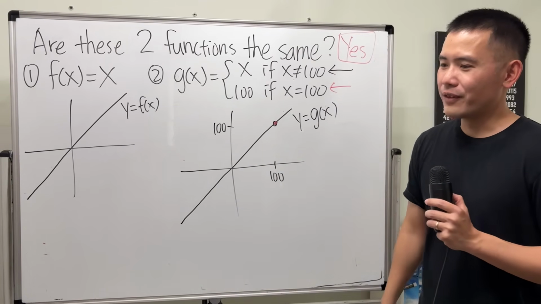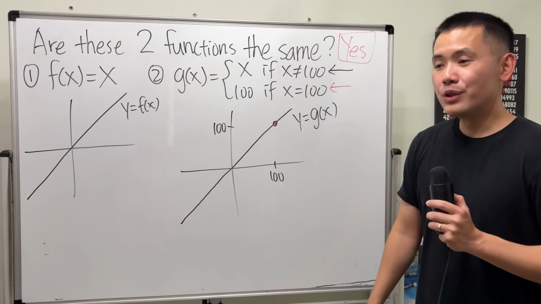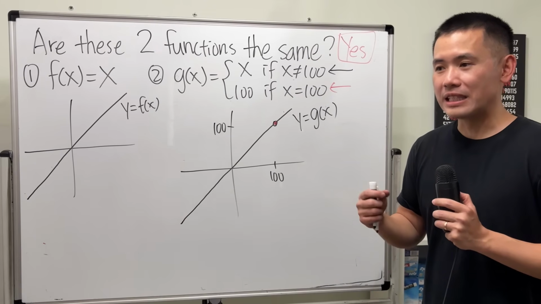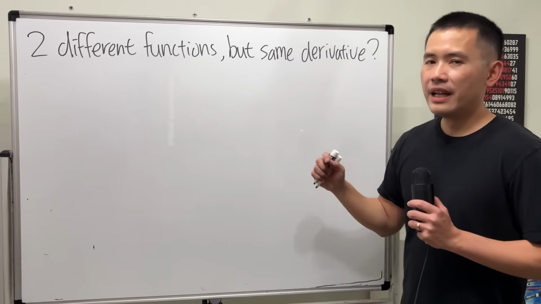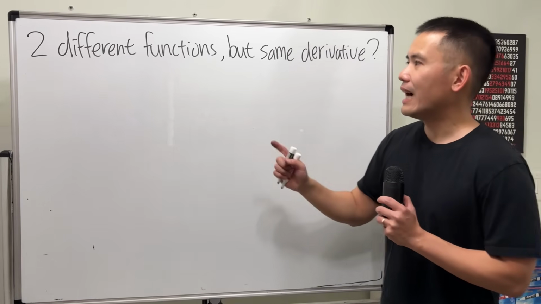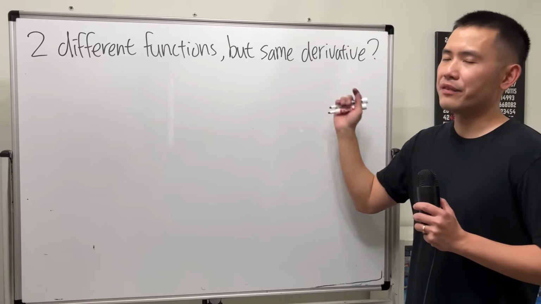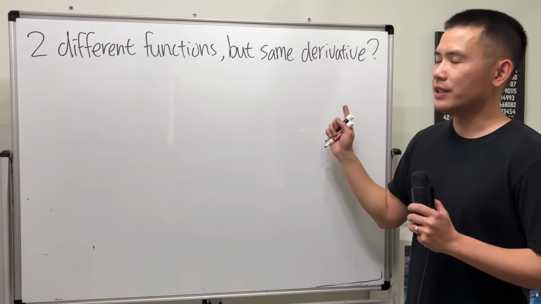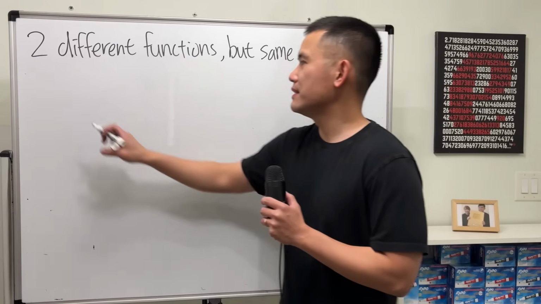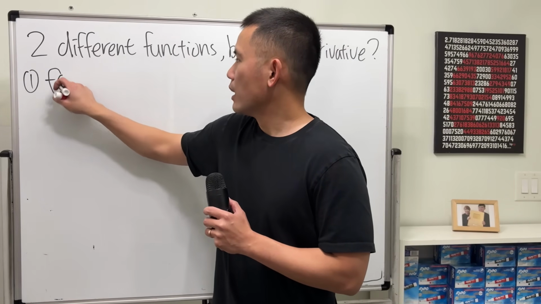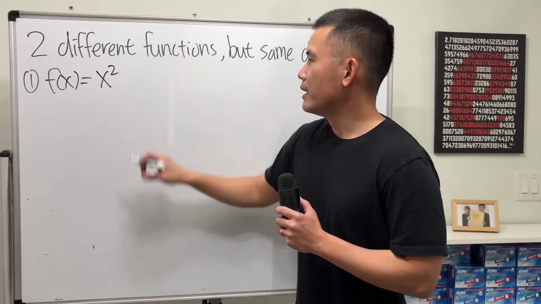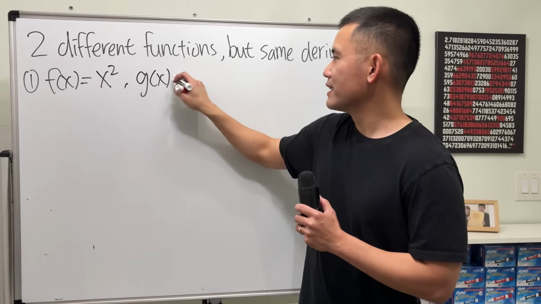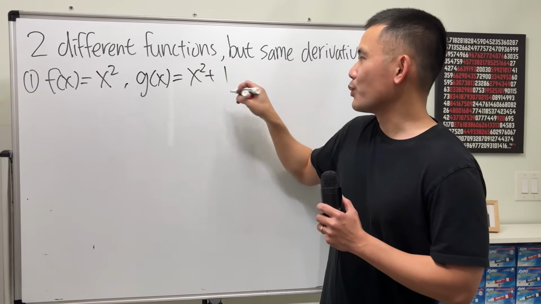Now, the second part of the question is that, do we have two different functions that have the same derivative or integrals? Let's take a look on that real quick. Now, let's answer the question, can we have two different functions, but they have the same derivative? And the answer for this is yes. Here's an example. So I can have the first function, let's say we have x squared. And the second function, g of x, let's say x squared plus 1.